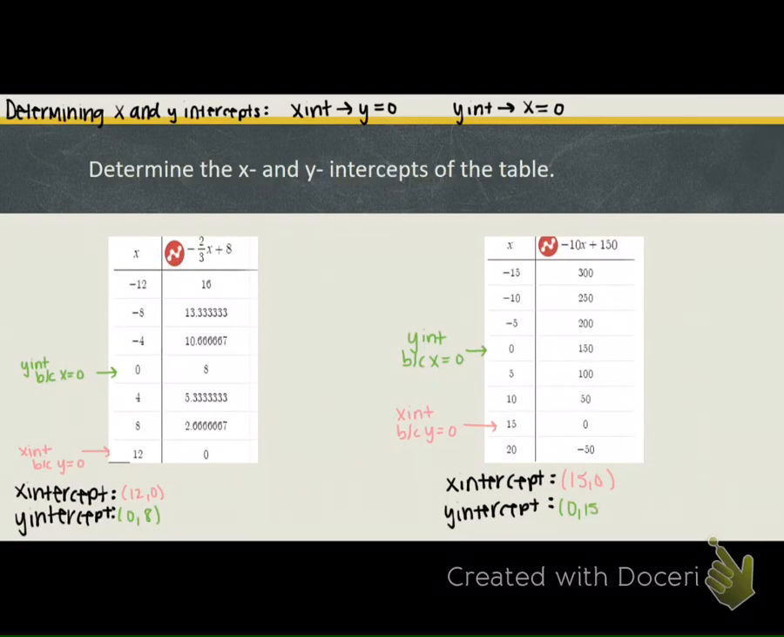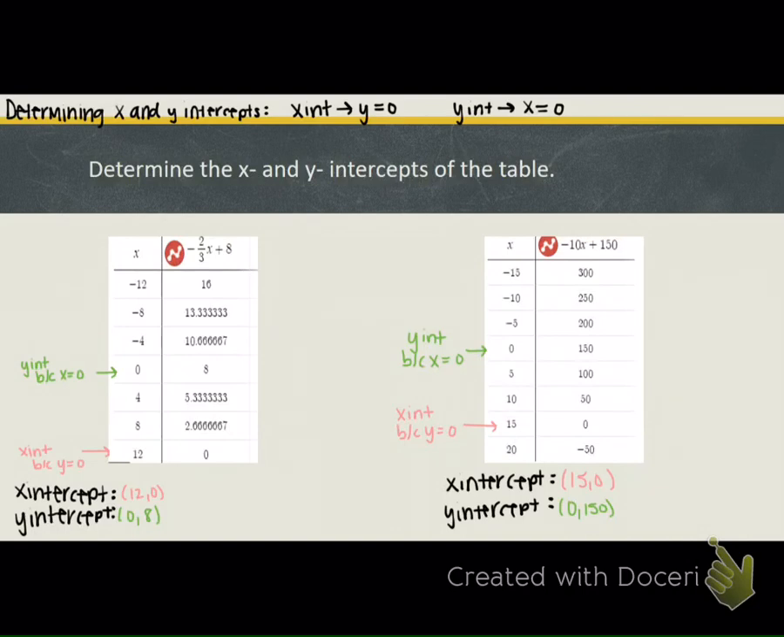Okay, questions on determining x and y intercepts from a table before we get into context problems. Okay, whenever you're ready, go ahead and flip to the next slide.